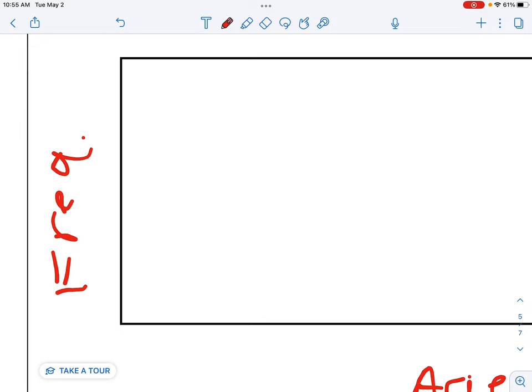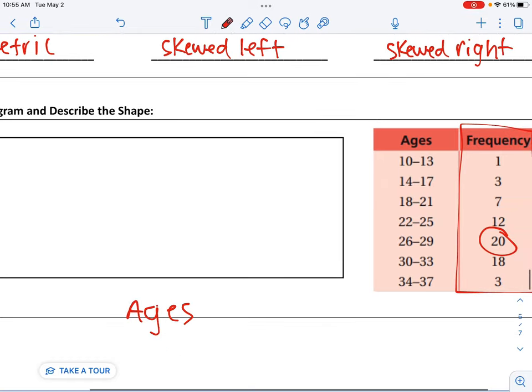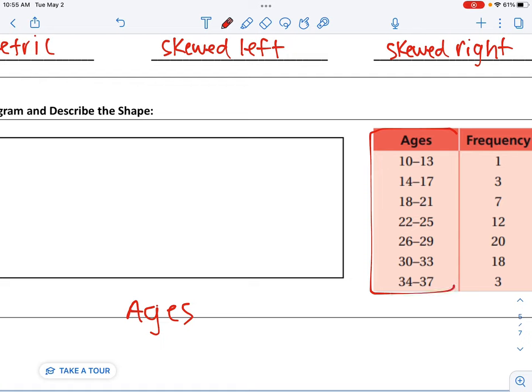So I'm going to start at 0. I'm going to count up by 2s. 2, 4, 6, 8, 10, 12, 14, 16, 18, 20. So we have our 20. And then on the bottom, we have the ages. And they're already in order for us. So we're going to start with 10 to 13.